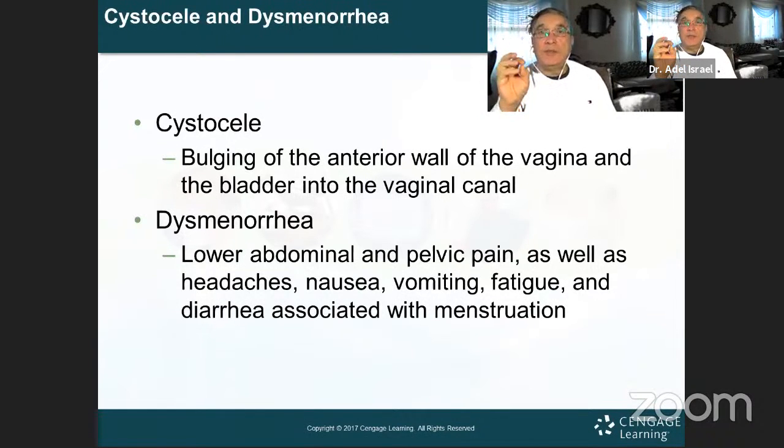Meno is the word root for menstruation. Rhea means discharge, any discharge. Sometimes I say I have rhinorrhea, means discharge from rhino, meaning nose. So rhinorrhea, discharge from the nose. I have diarrhea, means discharge from the digestive system, which is like people go frequently to the restroom to defecate. So here, rhea means discharge, any discharge.